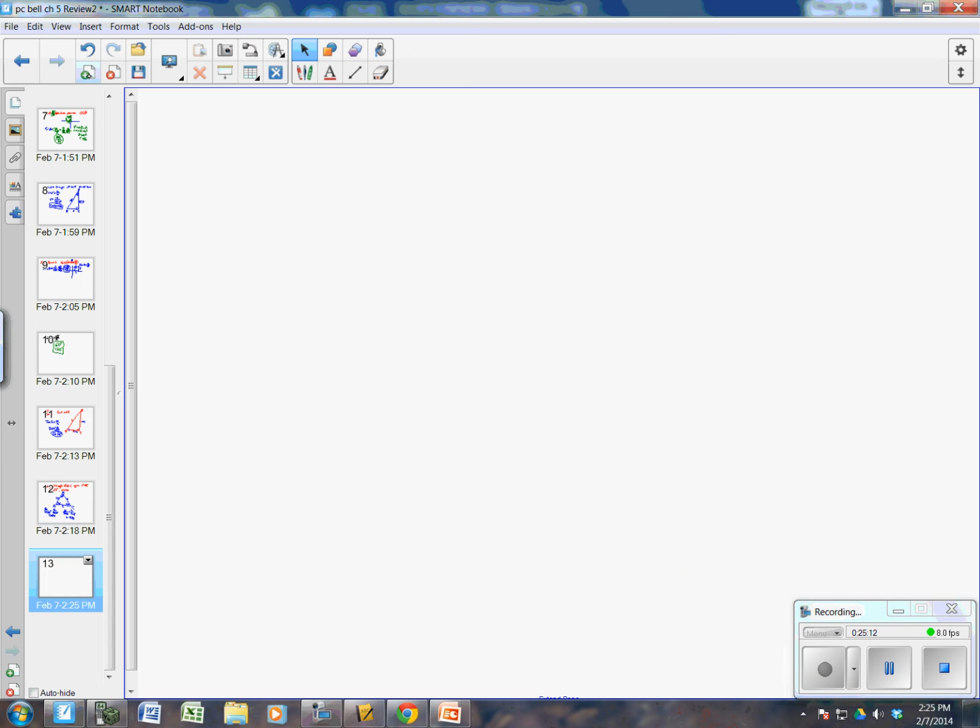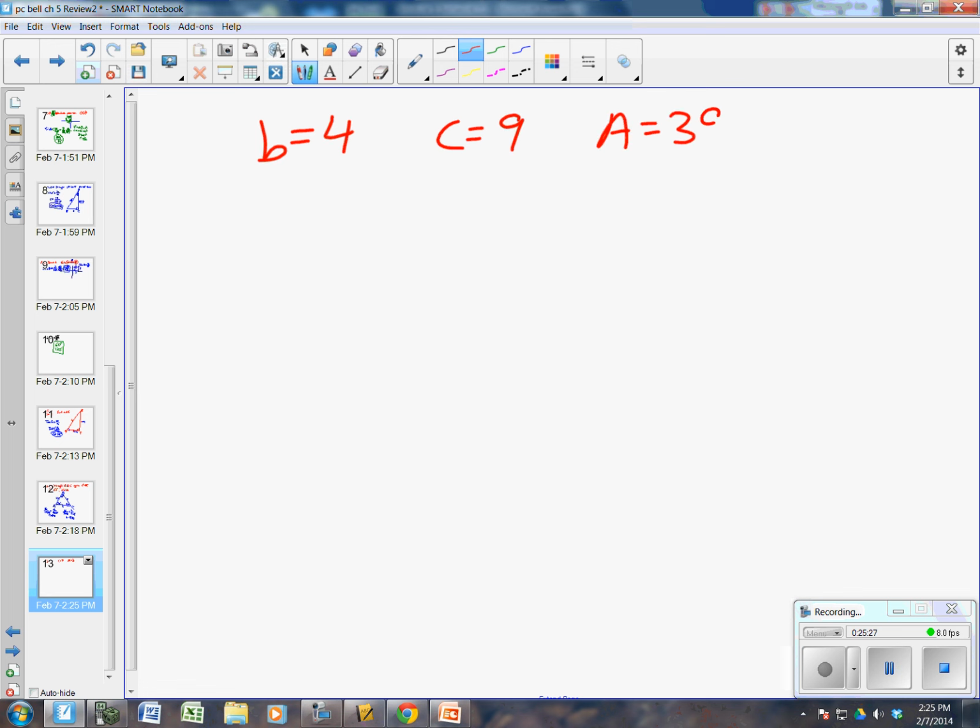All right. Okay. I want you to do this one right here. B equals 4. This is solve a triangle. C equals 9. A equals 39 degrees. This is an oblique triangle. I want you to just find A. Find A. You don't have to solve the triangle. Just find A.